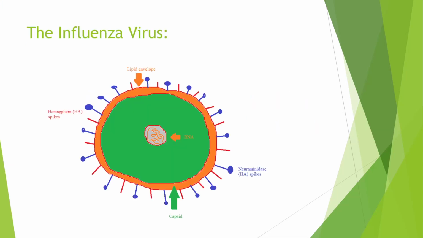The flu virus is covered by a lipid envelope, classifying it as an enveloped virus. Attached to the lipid envelope are little blue and red projections on the image I've drawn. The red spikes are hemagglutinin, and the blue spikes are neuraminidase. Hemagglutinin is responsible for recognizing and attaching the virus to host cells, while neuraminidase initiates the infection by attempting to enter the host cell. Inside the envelope, there is a capsid cover, and inside of that, there's a bundle of RNA.